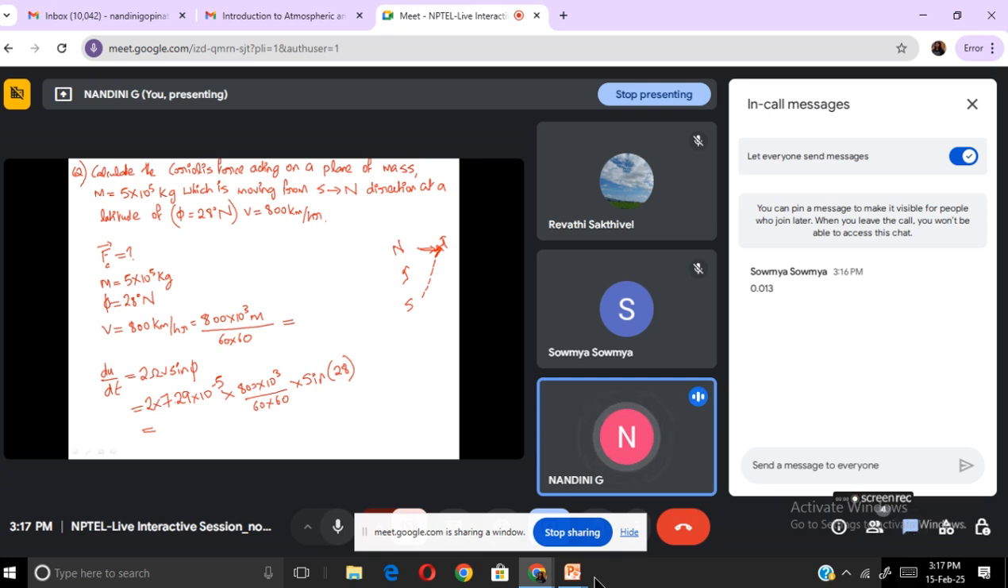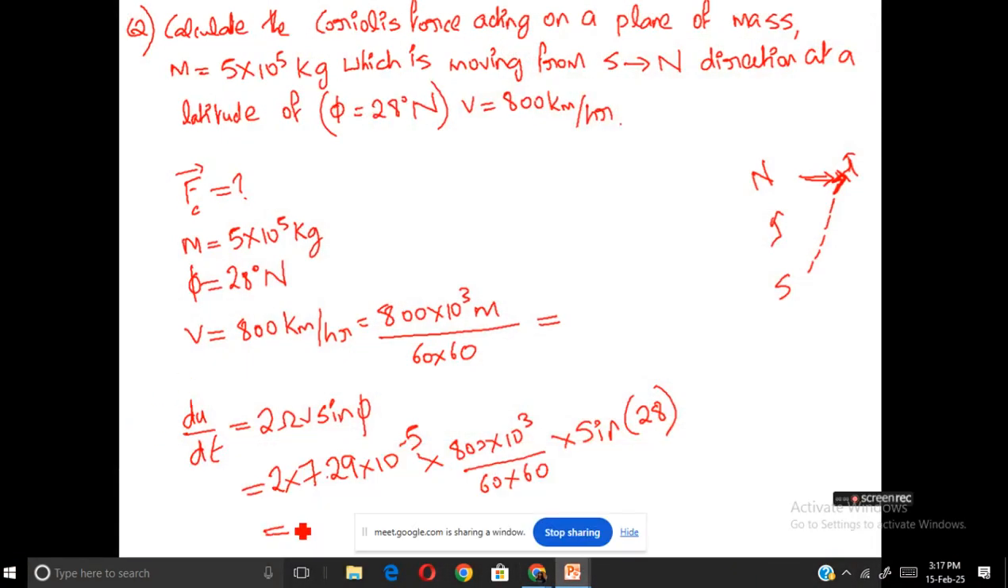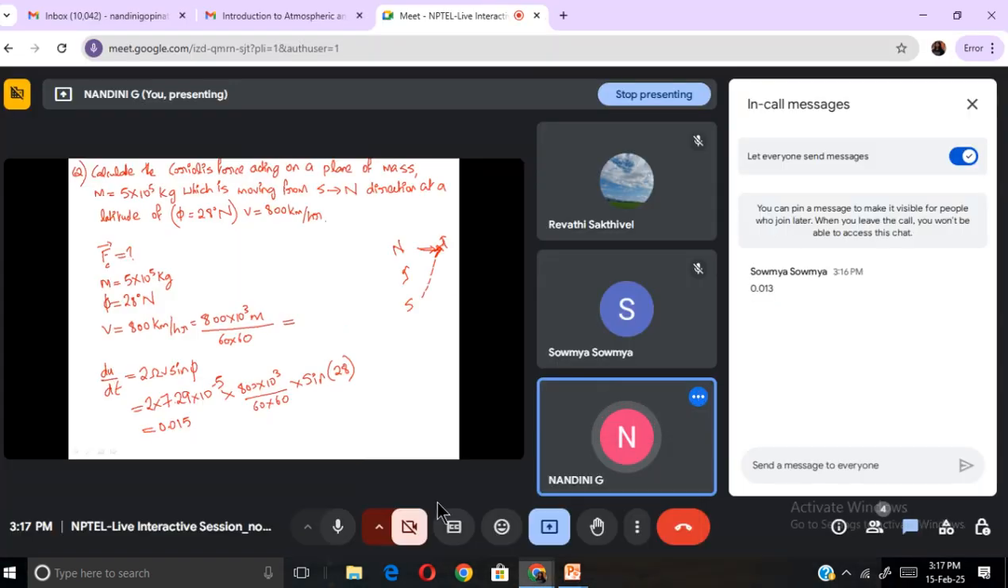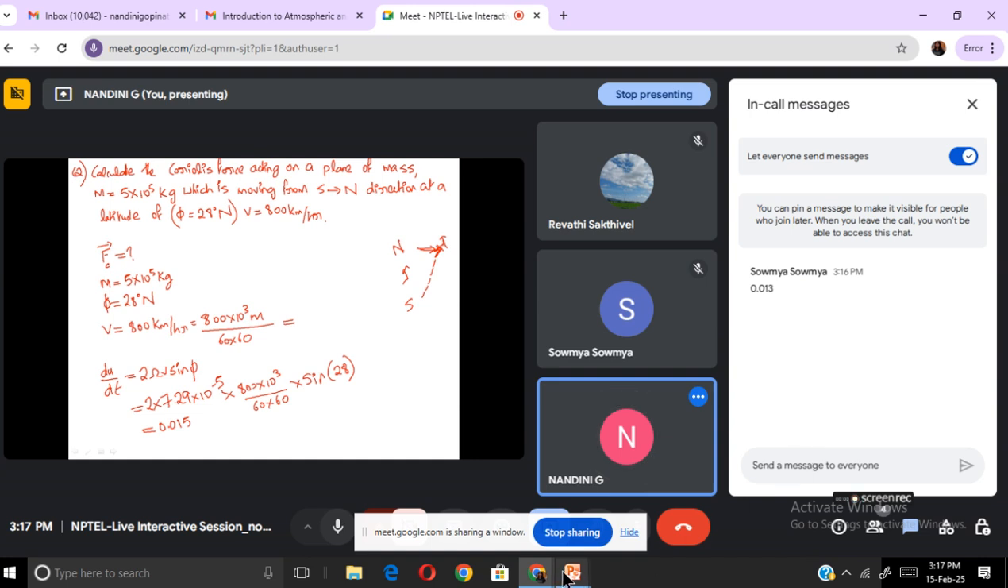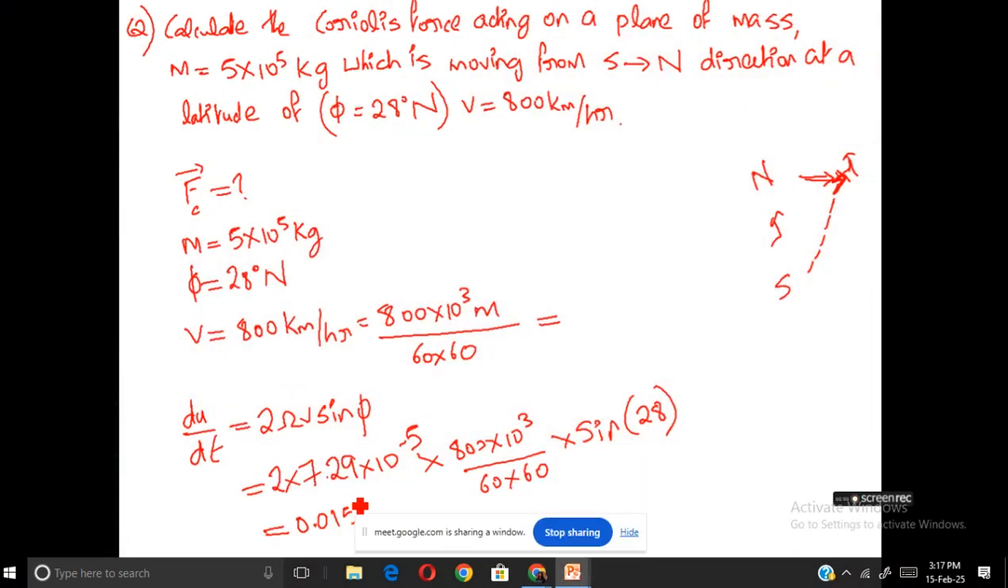Can you tell me the unit? What will be the unit? We basically found du by dt, which is coming around 0.015 or 0.013. We found du by dt, or acceleration. The unit of acceleration is meter per second square. So it will be 0.015 meter per second square.